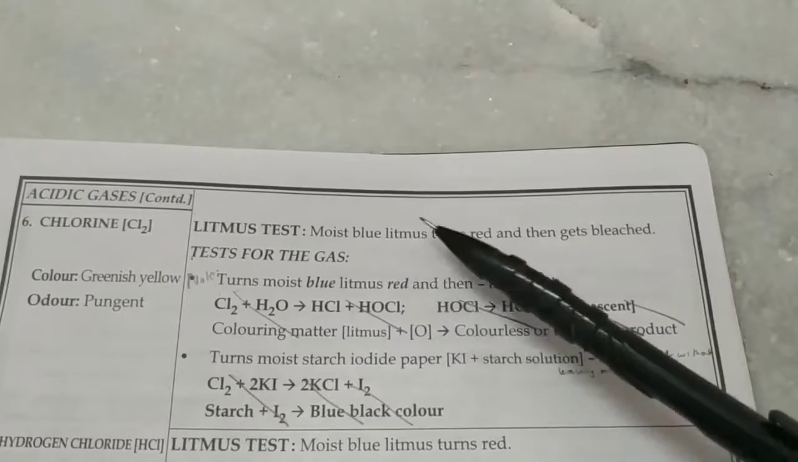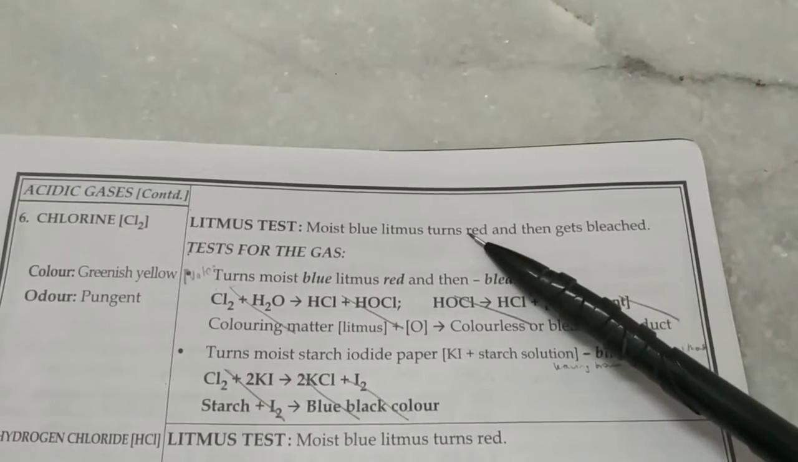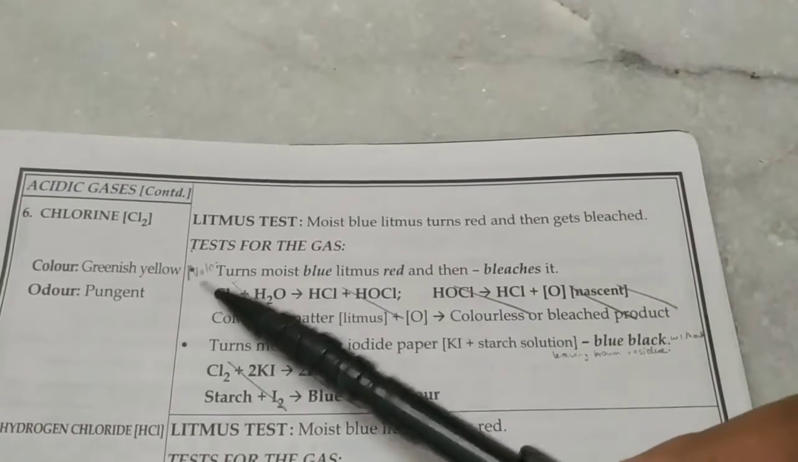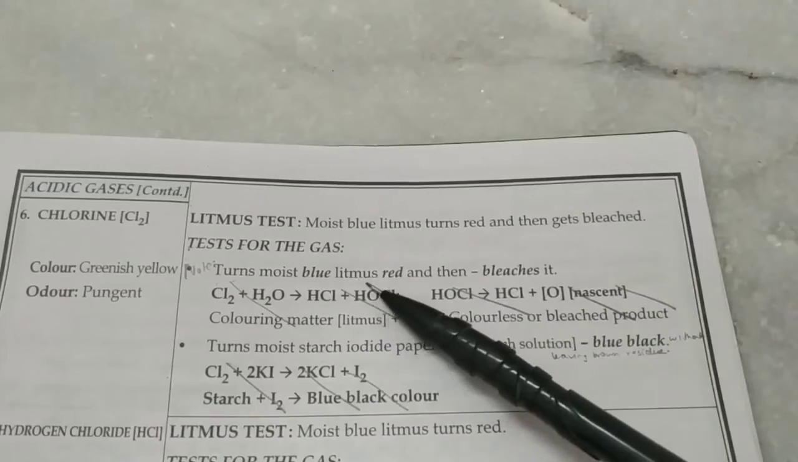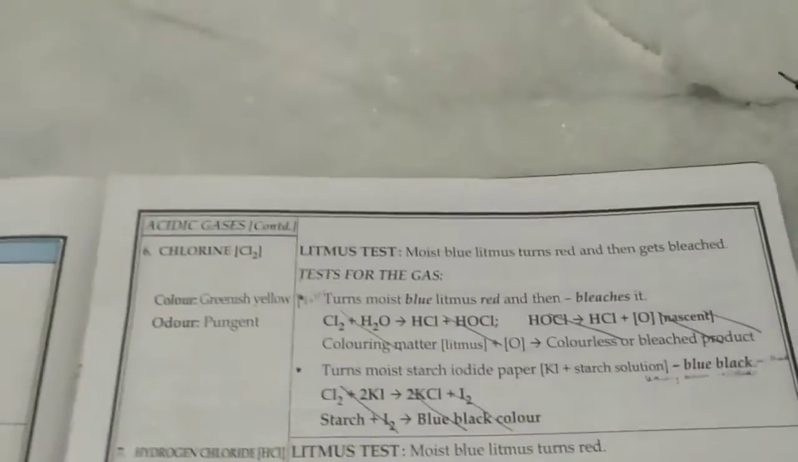Yes, it turns blue litmus red, and by the way, it gets bleached as well. That means after turning red, with more exposure, the litmus paper loses its color. It becomes white. Anyway, what is a test? This is a note. That means this cannot be a test just because it turns it red and then bleaches it, because even SO2 can do this. That's what is written here, and gets bleached. So I need a chemical test.